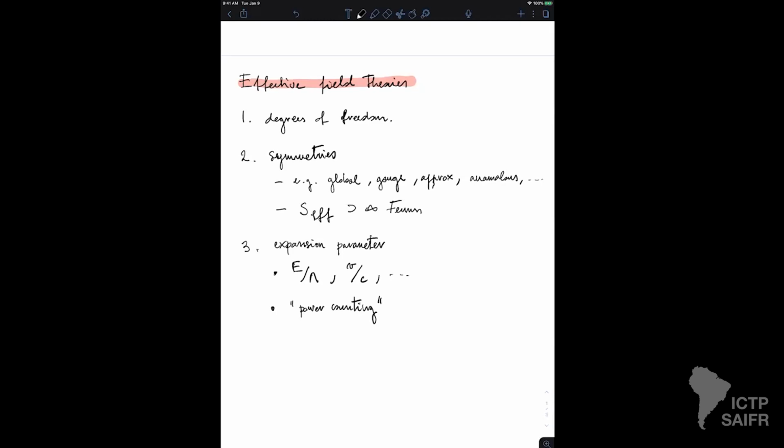Can you please give an example where the degrees of freedom of a system are independent of our choice? It is our choice. It is our choice.